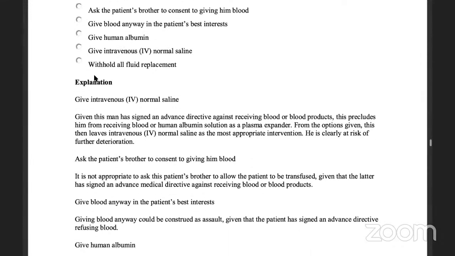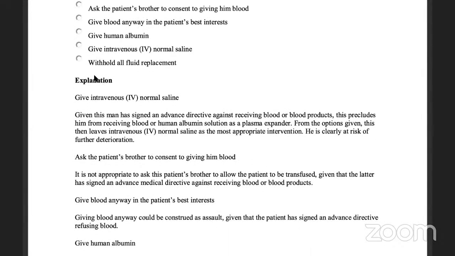Given this man has a signed advance directive against receiving blood or blood products, this precludes receiving blood and human albumin solution as a plasma expander. For the options given, this leaves intravenous normal saline as the most appropriate intervention. He is clearly at risk of further deterioration.